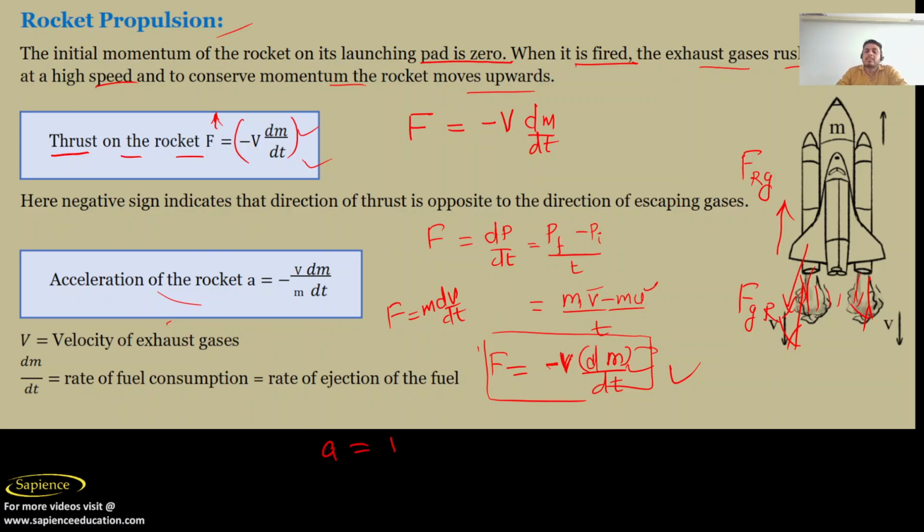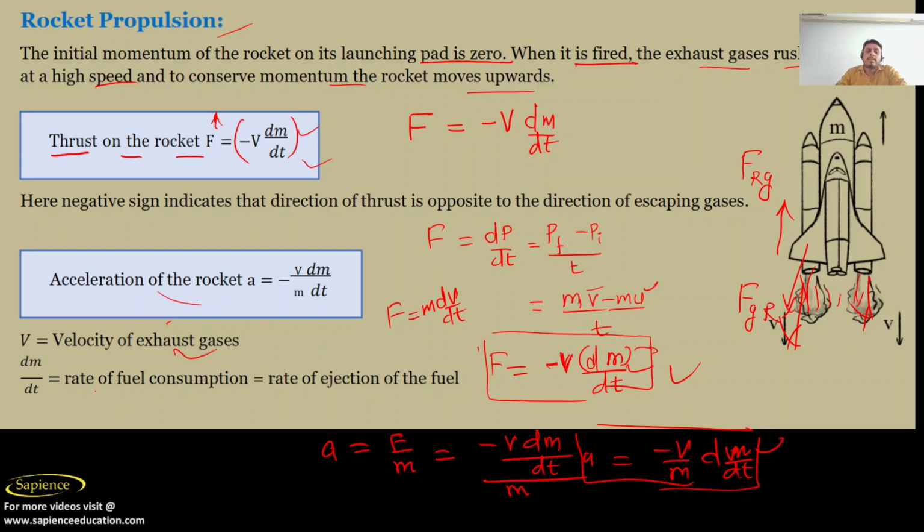Okay. Now how will you find acceleration? You know that acceleration is equal to force by mass. So here the thrust force is minus v dm by dt, and divide this by m, so you will get minus v by m dm by dt. By using this formula you will be able to calculate acceleration. Okay, so here v is the velocity of the exhaust gas, and dm by dt is the rate of fuel consumption and rate of ejection of the fuel. The rate of fuel consumption is equal to the rate of ejection, because the more it consumes fuel, the more it ejects fuel. Understood? So this is how rocket propulsion works.